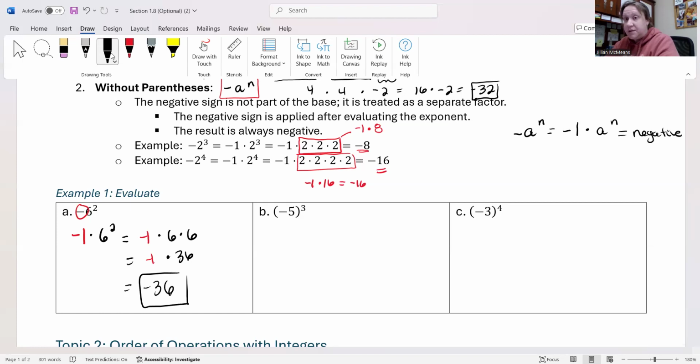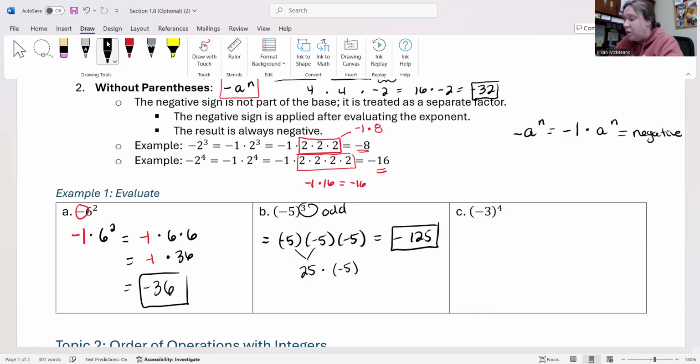-5 is in parentheses, so that negative is part of the repeated factor. So this is the same as -5 times -5 times -5. Because my exponent is odd, I know the final answer is going to be negative something. Let me get rid of the 1. I don't know why I put the 1 there. It's going to be negative something. So let's look here. -5 times -5 is going to be positive 25. But then I still have this other factor of -5. So 25 times 5 is 125. But now we've got a positive times a negative. So here we get negative 125.